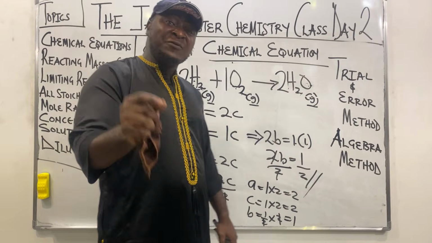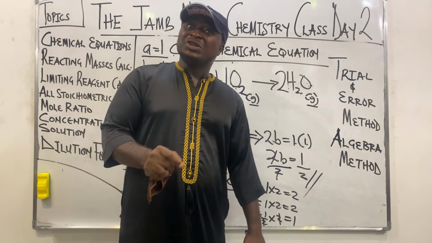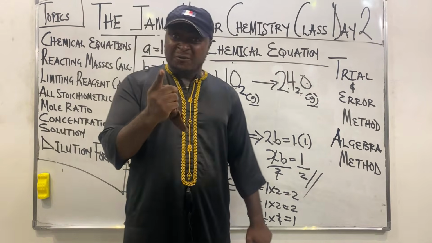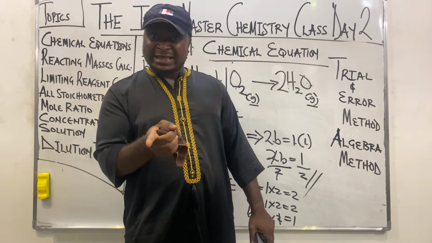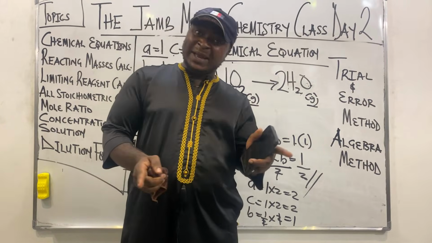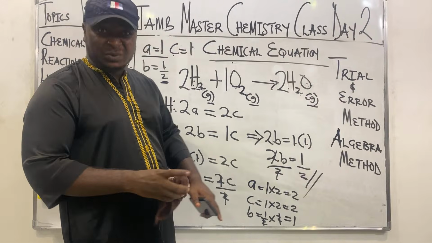There's a kind of question they will give you in your Jamb to balance. Your trial and error method, have you made that kind of equation before? You're trying to balance one thing, you balance another thing. You balance one thing, another thing gets unbalanced. Only the algebraic method can deal with it.